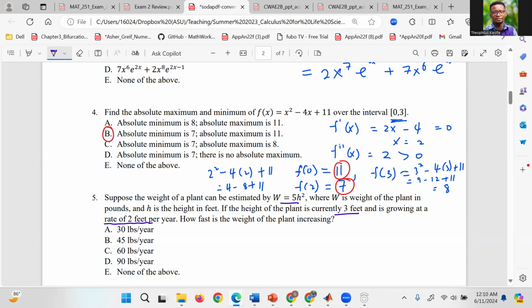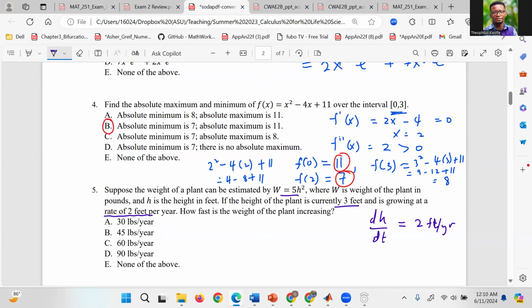So I want us to take note of one or two things. It is said that if the height of the plant is currently 3 feet and is growing at the rate of 2 feet per year, it just means that we are going to have our dh/dt as 2 feet per year. Okay. So we have that.